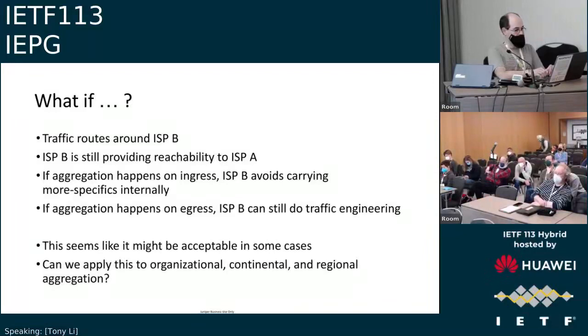Where you do this inside of ISP B actually matters. Does ISP B care about the traffic engineering that ISP A is advertising? And it can, if it does it on ingress, it gets rid of some traffic, it gets rid of some routes that it's going to carry. If ISP B does the aggregation on egress, they still get the traffic engineering benefits, but have a few more routes to carry. So could we do this to higher levels of aggregation?